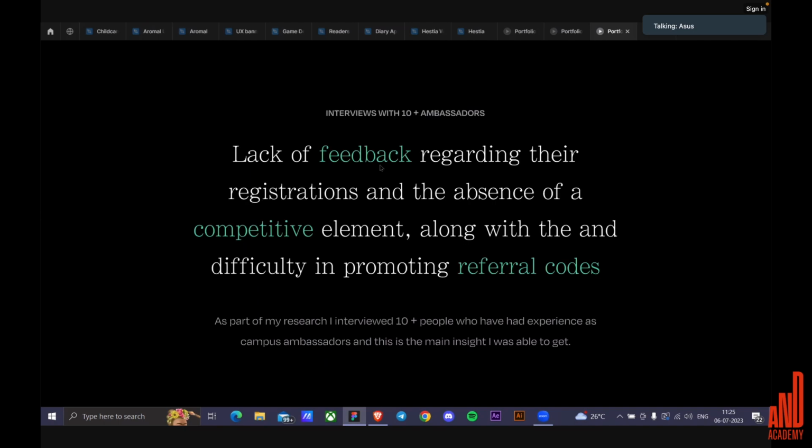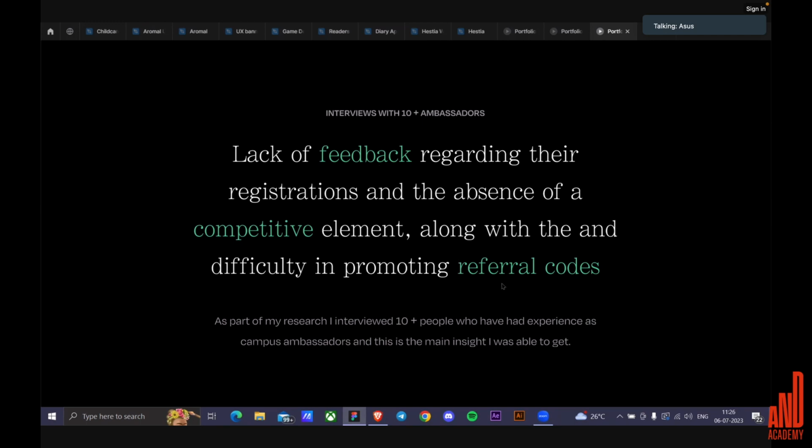They had no idea how many people were registering under them, and they didn't know how many other people had registered. So there was no competition. As they were working alone in a different space, they didn't feel any competition, so they didn't feel any motivation to go ahead.